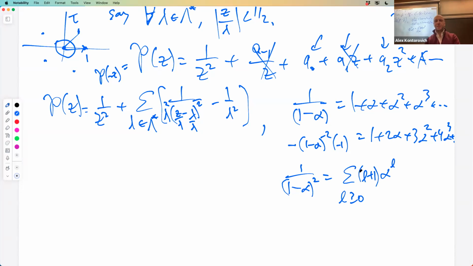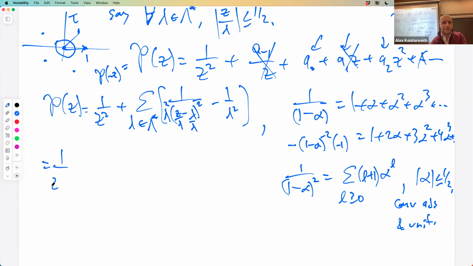And this converges absolutely and uniformly as long as we're staying away from the poles. So certainly if alpha is less than a half, then this is a nice, absolutely convergent series. It converges absolutely and uniformly on this set. Less than or equal to, doesn't matter. Okay, so that's what I'm going to do here.